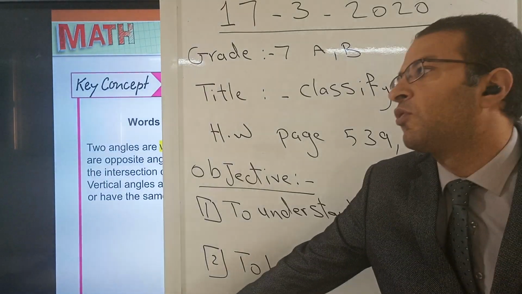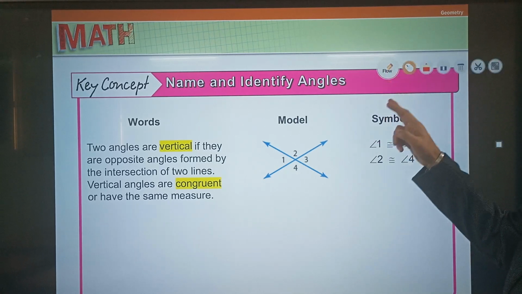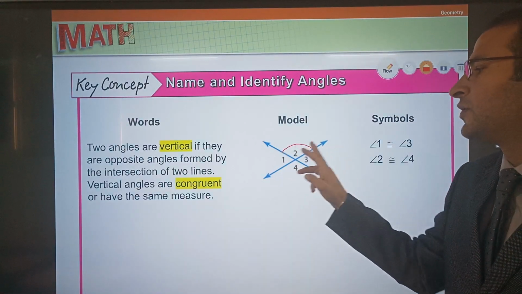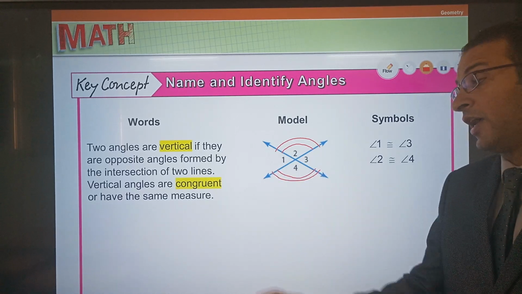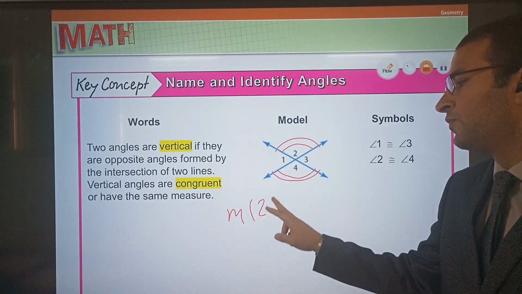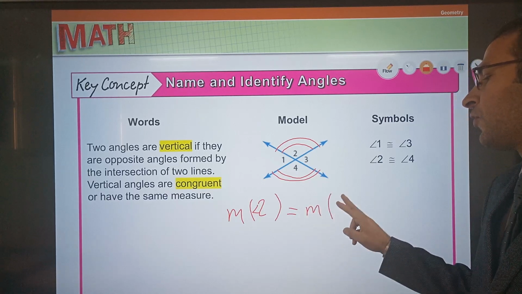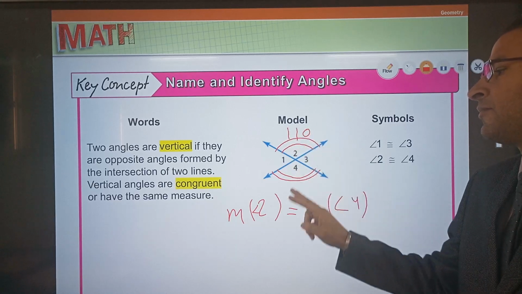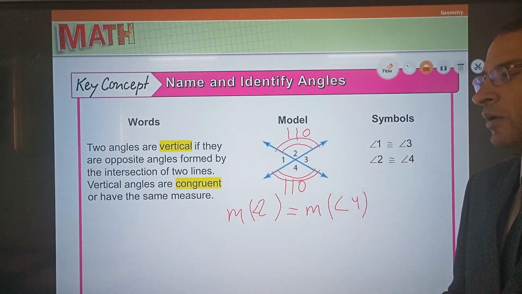Firstly, we need to review the vertically opposite angles. What do vertically opposite angles say? If I have two vertically opposite angles, like angle 2 here and angle 4, the measure of angle 2 equals the measure of angle 4. I write it this way: measure of angle 2 equals measure of angle 4. These two angles are equal in measure. It means if this one is 110, the measure of the opposite angle is also 110.